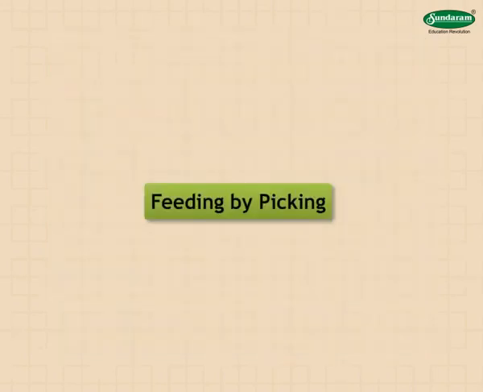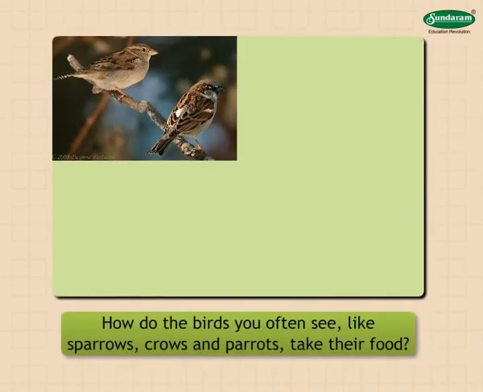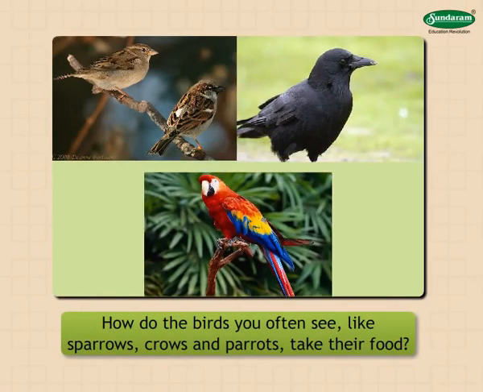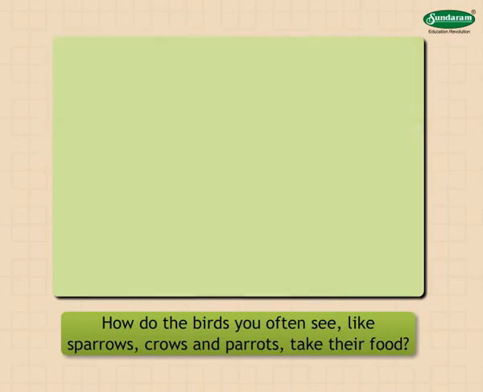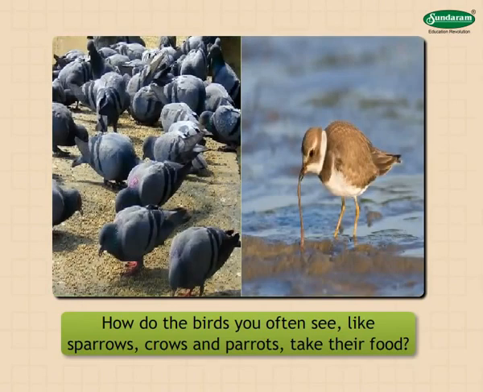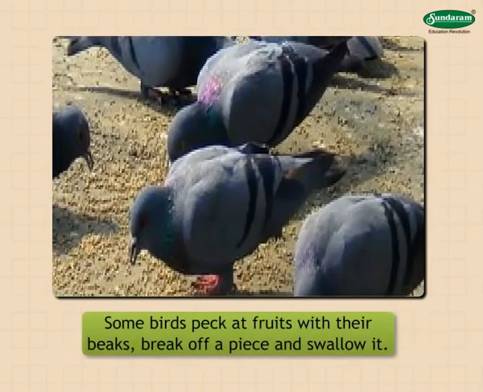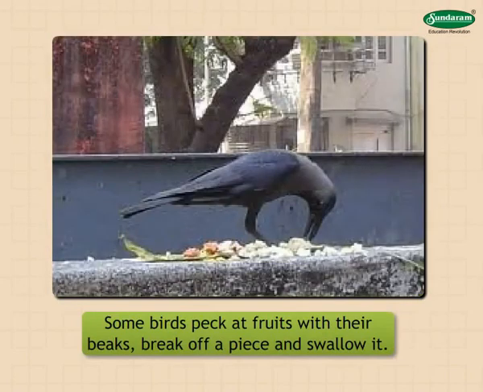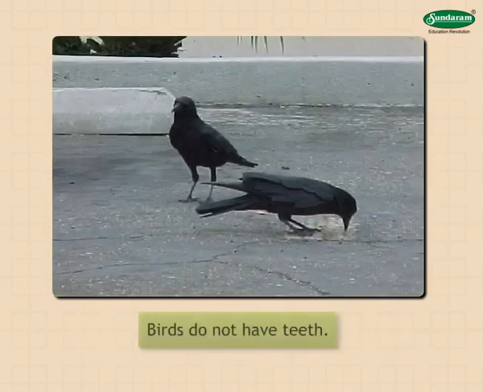Feeding by picking. Observe this. How do the birds you often see, like sparrows, crows, and parrots, take their food? Different kinds of birds take their food in different ways. Some birds pick at fruits with their beaks, break off a piece, and swallow it. Birds do not have teeth, so they swallow the food they have picked up without chewing.